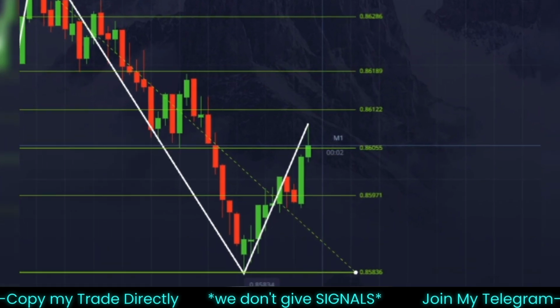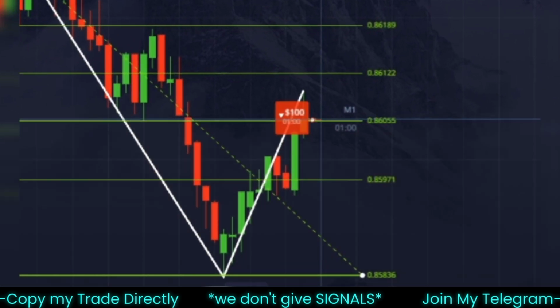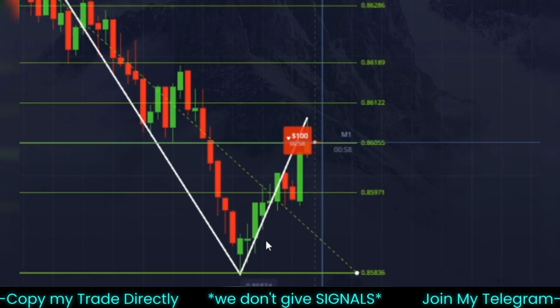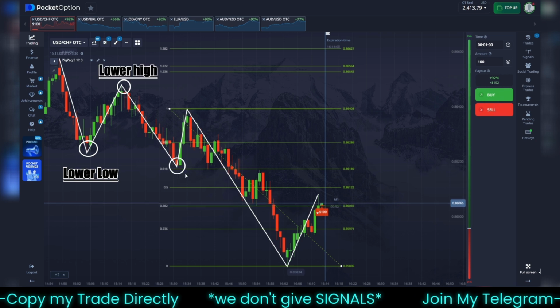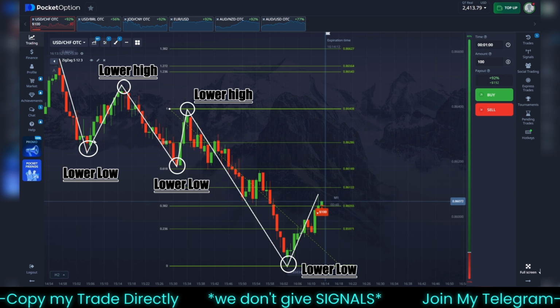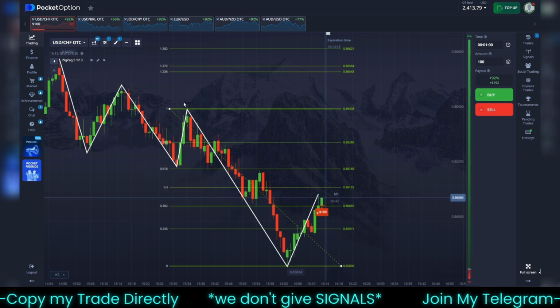So here I am getting an opportunity for a down entry, and I place the entry here. Now let me explain the trend first. As you can see, this is the lower low, lower high, and lower low, lower high, and this is the last lower low. It shows that the market is in a downtrend, so we have to place the Fibonacci retracement tool from the recent lower high to the recent last lower low, which are these two points.